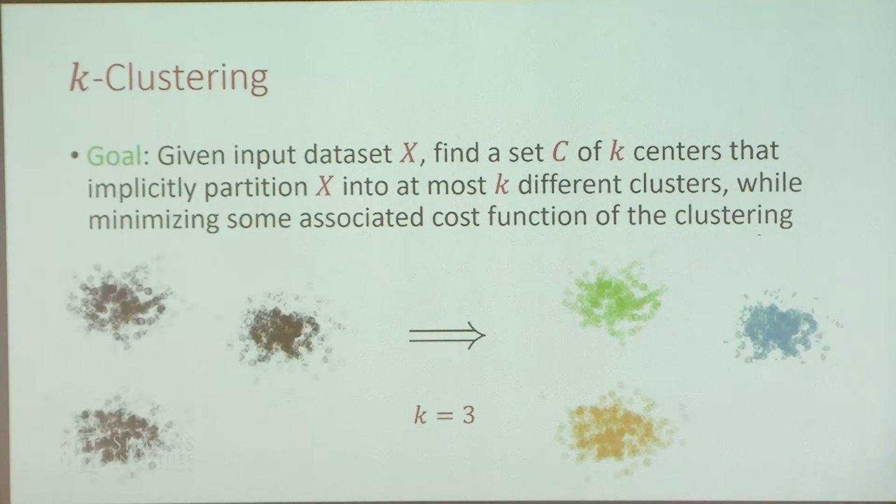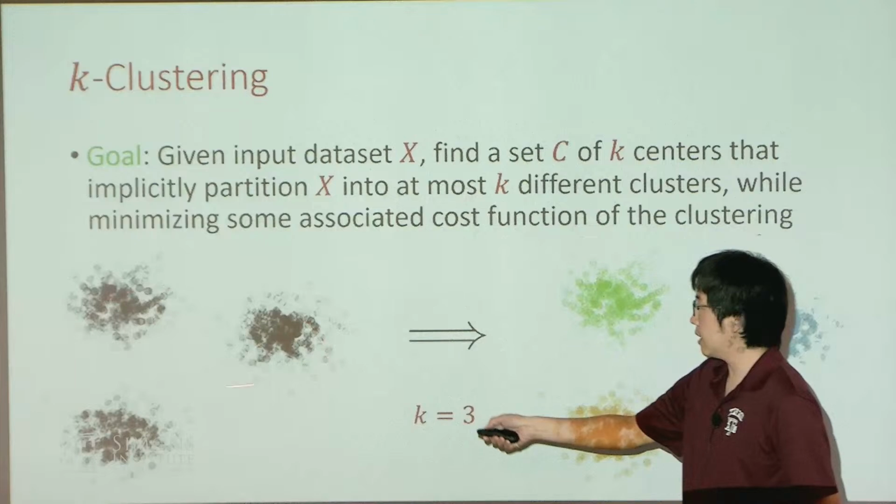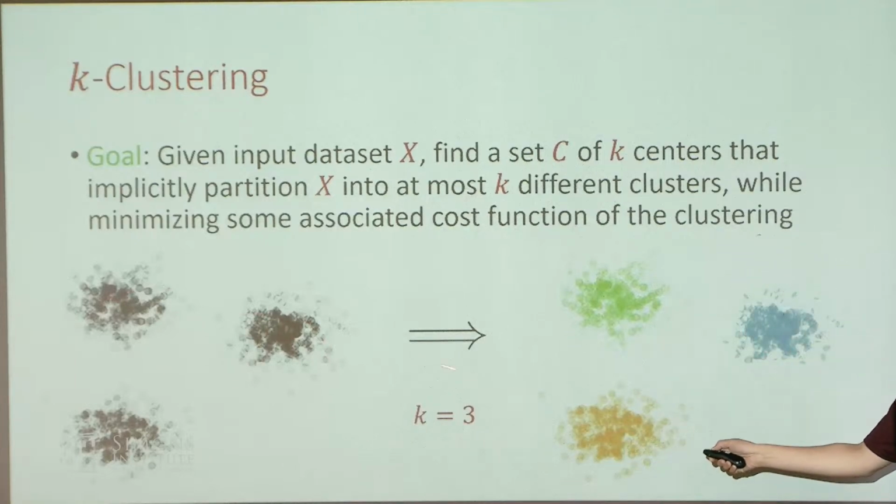All right. So in k-clustering, we're given an input data set X, and we want to find a set C of k centers that implicitly partition the data set X into k different clusters while minimizing some associated cost function of clustering. So if this is our data set, and we say that we want to group it into k different clusters for k equals 3, then the natural partitioning would be this group of points here.